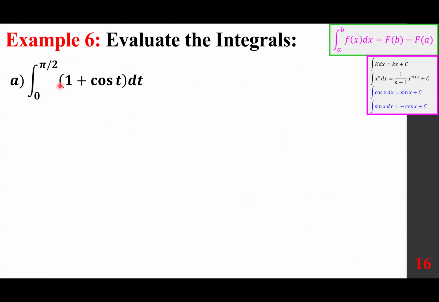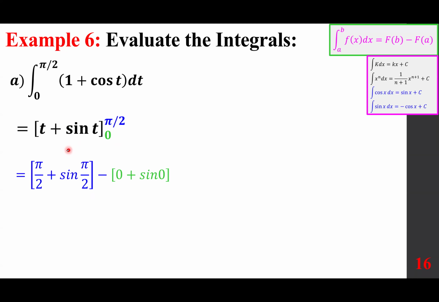The integral from 0 to pi over 2 of 1 plus cosine t dt. Again, this was done, but we didn't have this part. So the independent variable is t. So 1 becomes t, cosine becomes sine. And by the way, remember the derivative of cosine is negative, but the integral is positive. And we are going to evaluate this at pi over 2, meaning plug in, and then at 0, meaning plug in, and look at the difference according to this, F of b minus F of a.